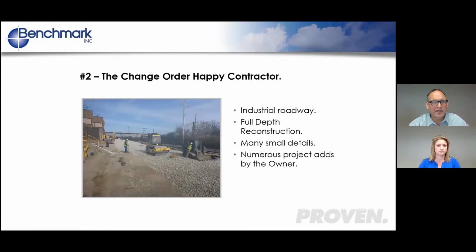The next example is what I call the change order happy contractor. This is a project, an industrial roadway that we were involved in down in the Chicago area. It was full depth reconstruction, had to dig it right down to subgrade and rebuild it from the bottom up. A lot of small details because it was through an industrial site with a lot of piping and utilities. And the owner did ask for a lot of changes and improvements during the project.